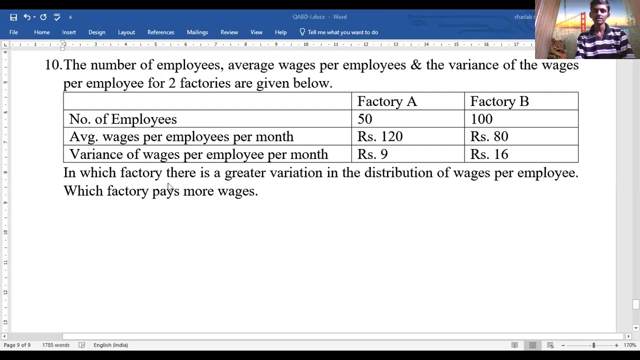In which factory is there a greater variation in distribution of wages per employee? That is what we have to calculate, and also we have to show which factory pays more wages. Moving directly to the solution.